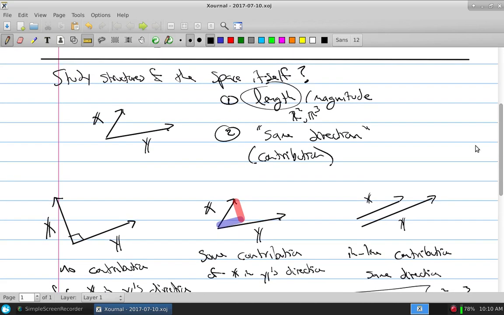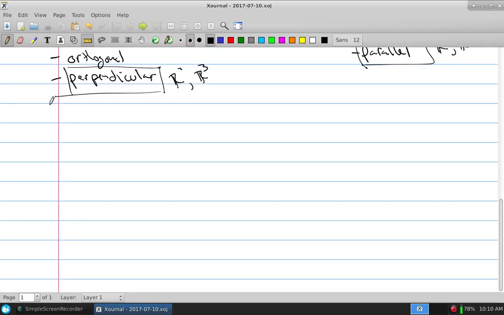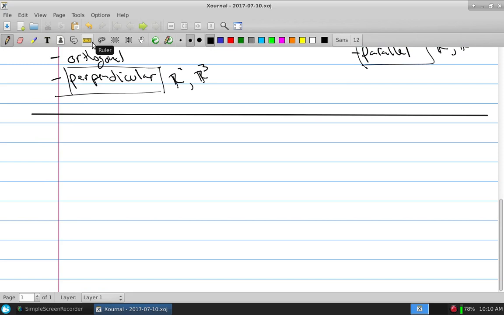The study is to try and figure out lengths and this contribution concept. So 5.1 begins the study of orthogonality and also length, really.